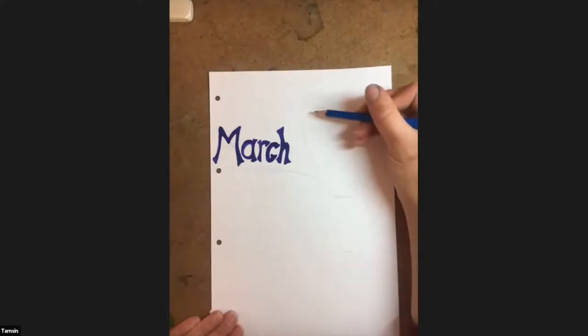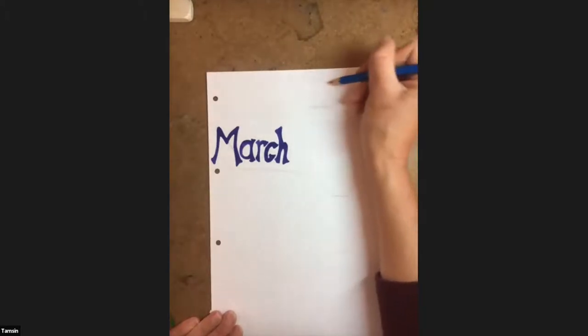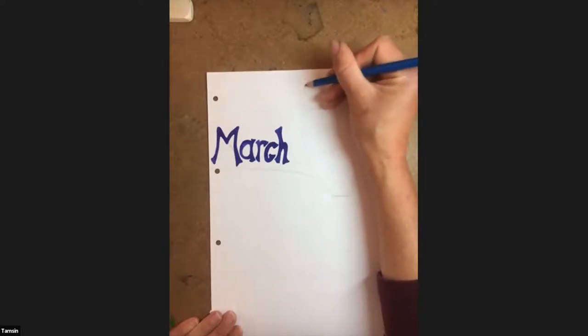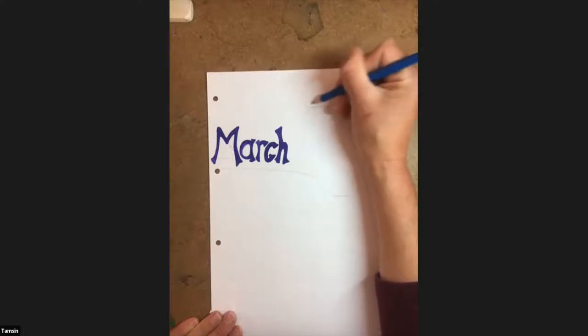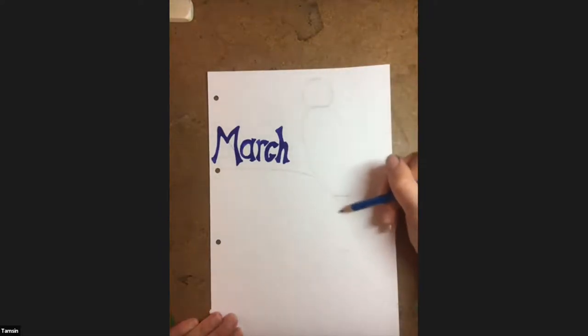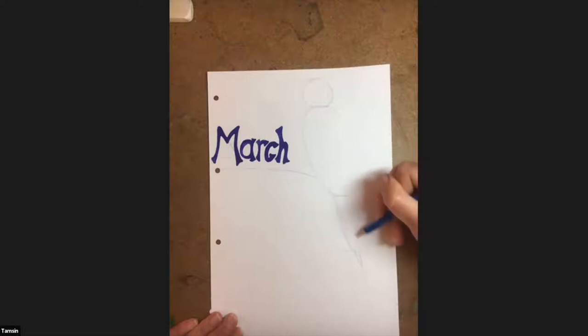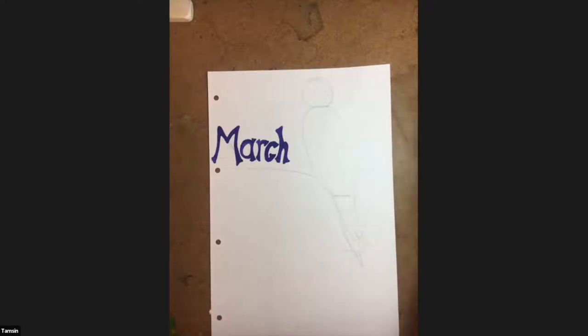Okay, so basically so far we've just drawn a long sausage shape here. And then at the top you want to draw a rough circle, which will be the head. Kind of looks like a snowman so far. And then a triangular shape at the bottom for the tail. Okay, so basically that's the rough shape.